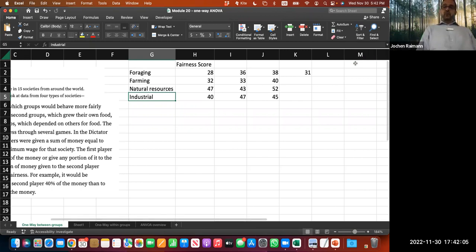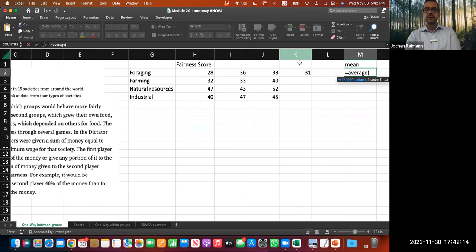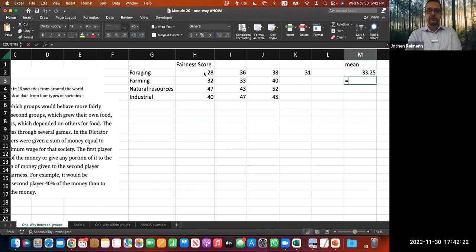So we will quantify first. This is a mean. We take an average of these four groups of participants. That basically makes it fairly simple to calculate those four estimates. And we see that somewhere here we are at a rather higher fairness level as compared to foraging and farming.